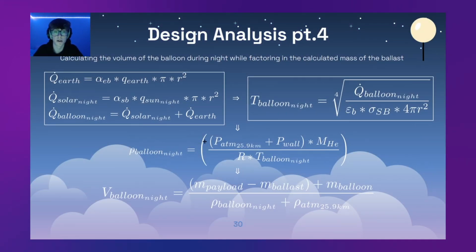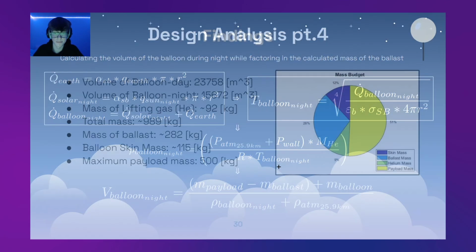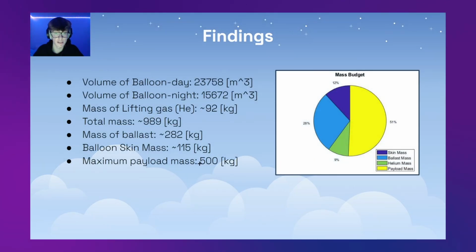On to part 4, to calculate the volume of the balloon during the night, we just do the same thing as in parts 1 and 2: using the Stefan-Boltzmann law equations to solve for the temperature of the balloon during the night, using that to find the density of the balloon during the night, and then finally solving for the volume of the balloon during the night, which factors in the mass of the ballast because the payload no longer has the ballast. And so here are our findings that we found by using those equations.